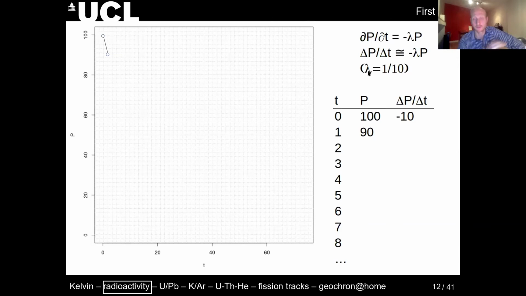This decay constant doesn't change through time. No matter how old an atom is, it doesn't know how old it is. It will decay at the same rate. So we've got 90 divided by 10 with a minus symbol. We're going to lose 9 items between step 1 and step 2. We're going to have 81 left after the second step.